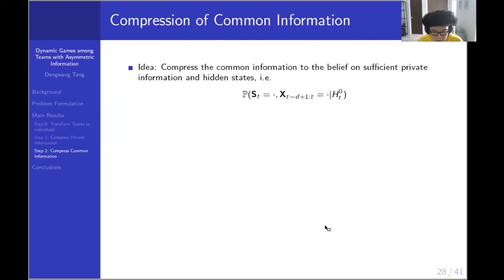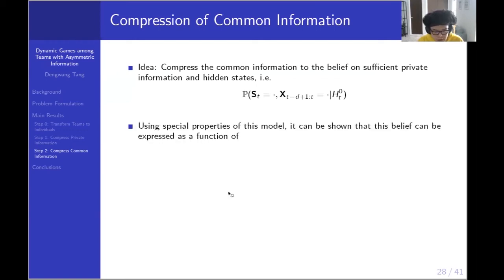So to apply this idea in our game where we have already compressed the private information, the idea in our game will be to compress the common information into the common information-based belief on sufficient private information and hidden states, or the joint probability distribution of SPI and hidden states given H_t^0. So this is the idea.